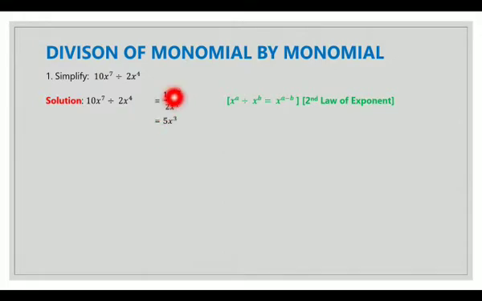So 2 ones are 2, 5 twos are 10, so 5x raised to 7 divided by x raised to 4. Now we use the second law of exponent, x raised to a divided by x raised to b equals x raised to a minus b, that is 7 minus 4, which equals 3. So x raised to 3. So the answer comes to be 5x raised to 3.